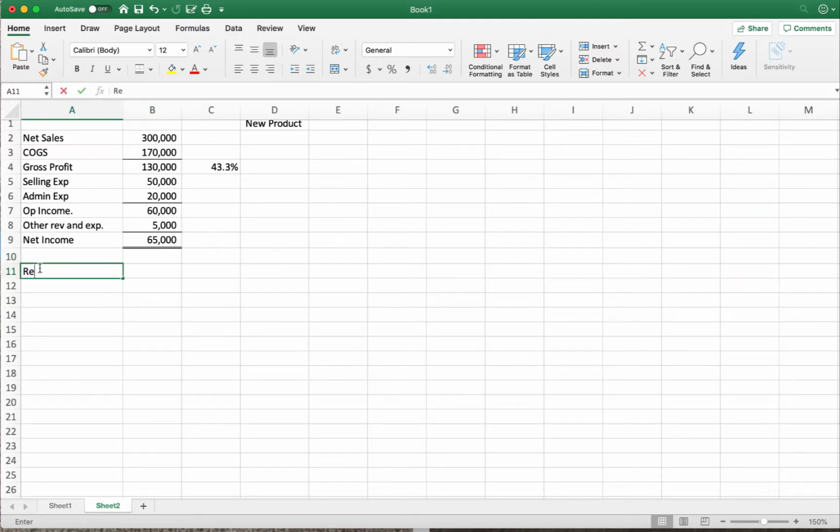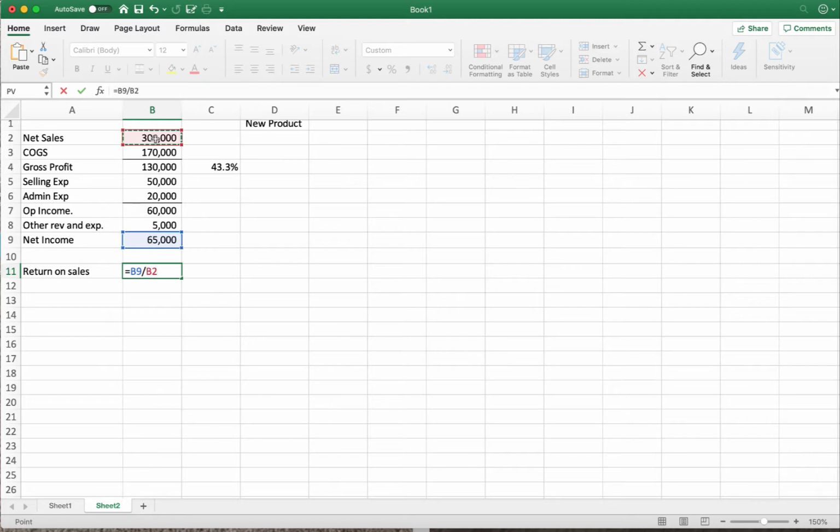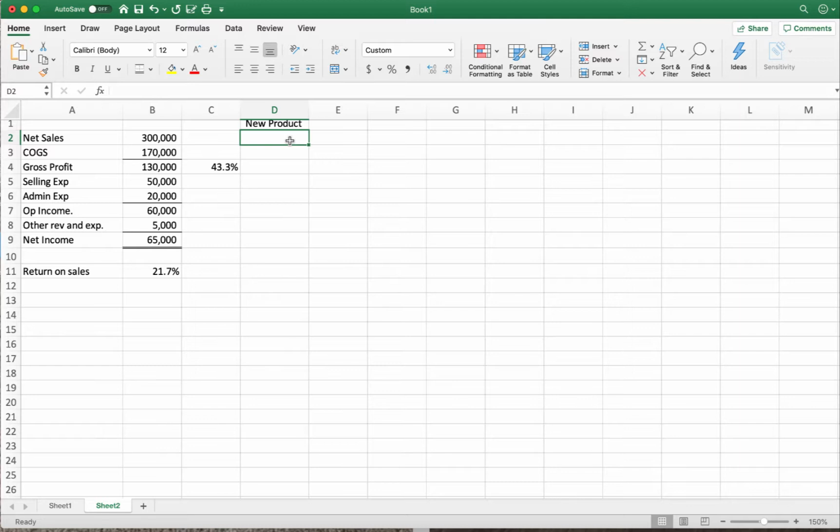So to figure out the return on sales, all I need to do is divide my net income, which is $65,000, divided by my net sales. And I'm going to turn this into a percentage. I'm going to take it out to one decimal. And we see that our return on sales is 21.7%. Okay?